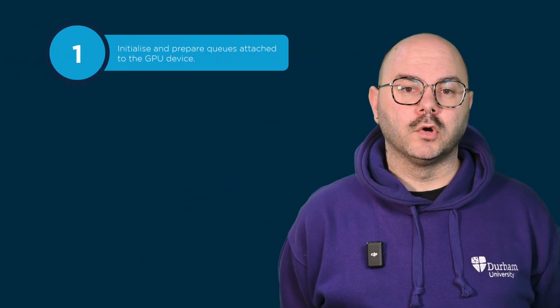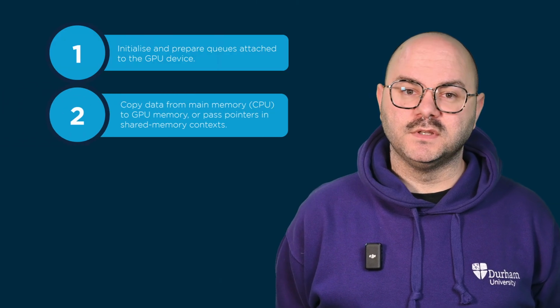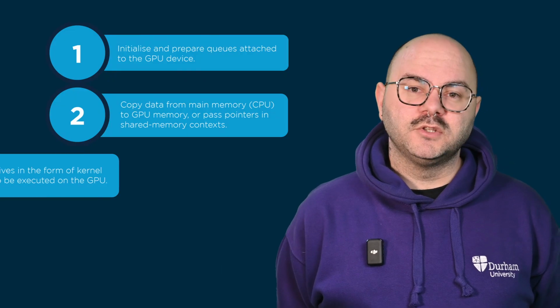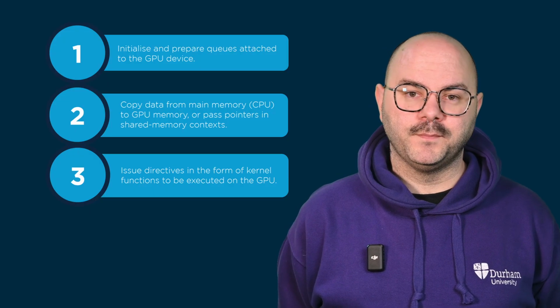In practice, programming a GPU happens from the CPU. We initialize and prepare one or more queues attached to the device. We copy data from the main memory to the GPU memory, or pass the pointer over in a shared memory context, and then issue directives in the form of kernel functions which execute on the GPU hardware.